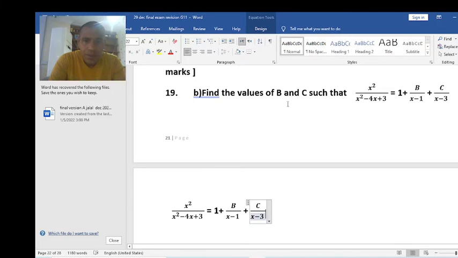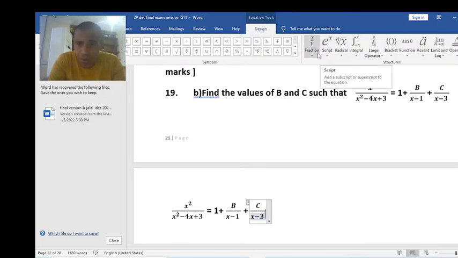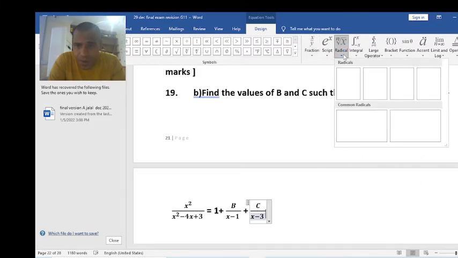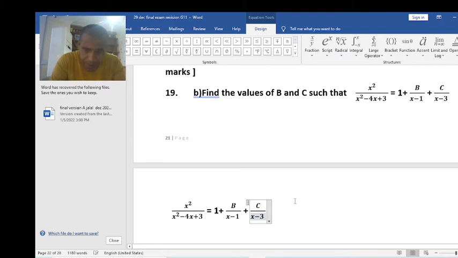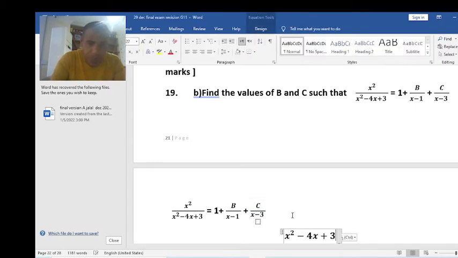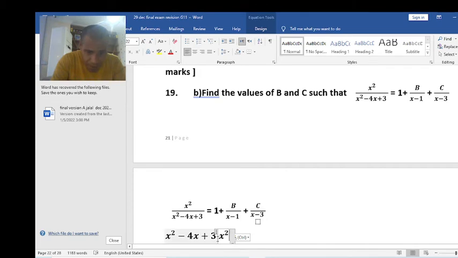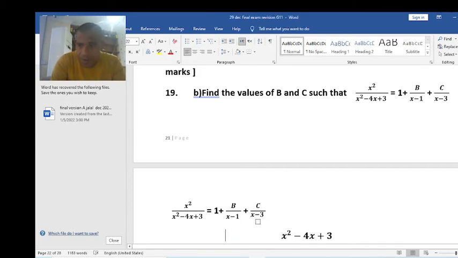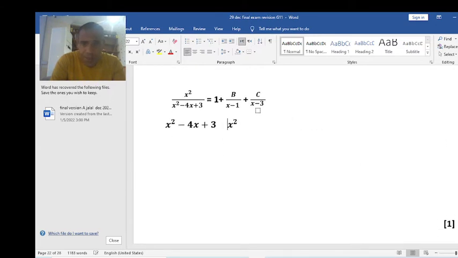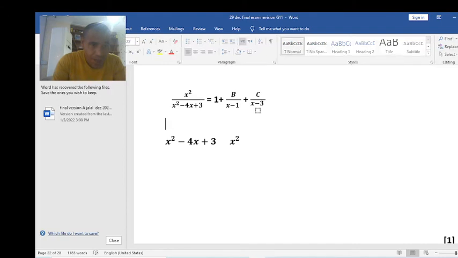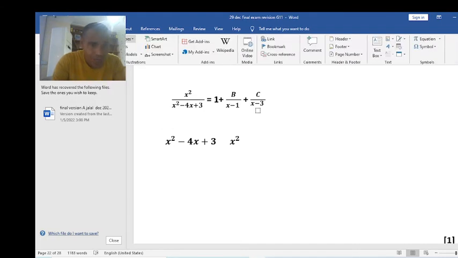Equation tools. I will go to symbols. No, this is no, or I'll make it like that. Divided by what? Divided by x squared. This divided by that. And then I will insert a line to create the long division. I will make it like that.